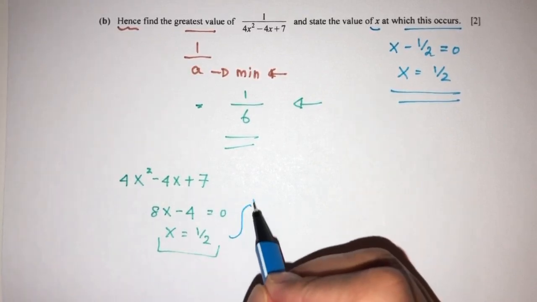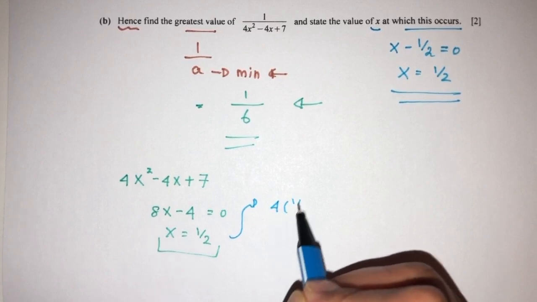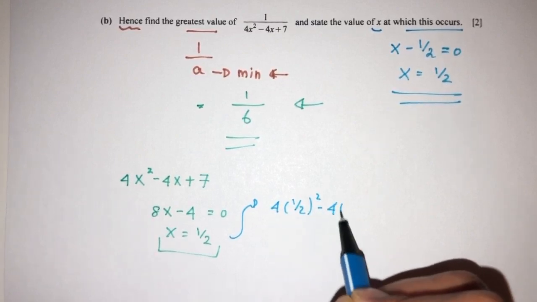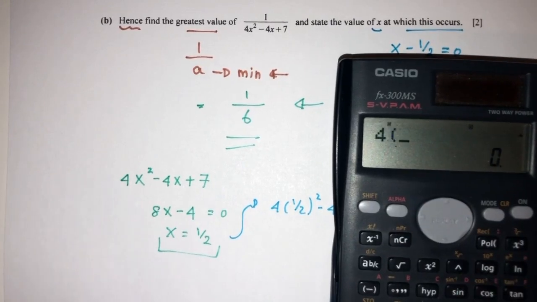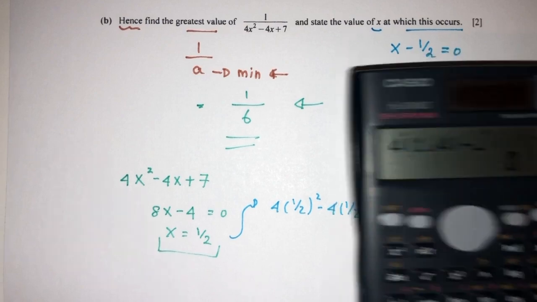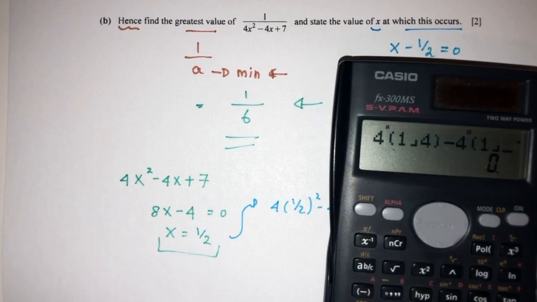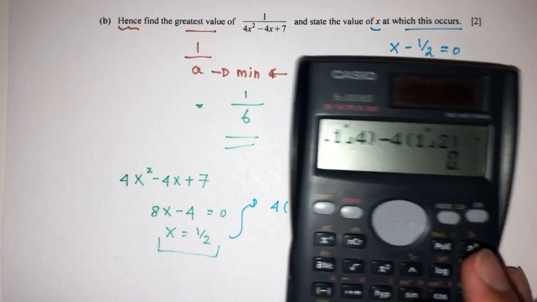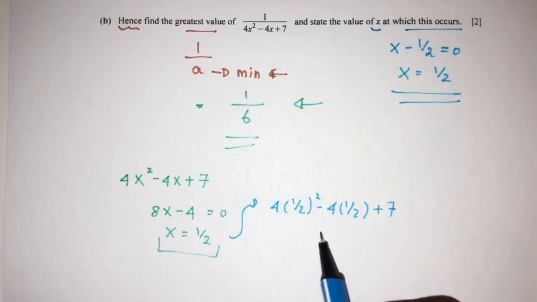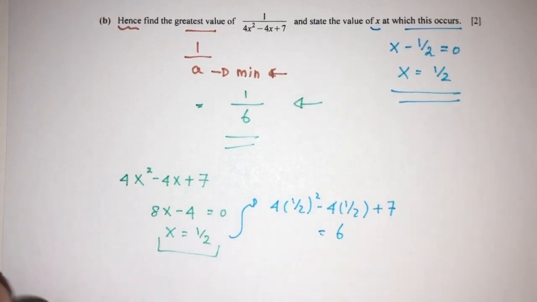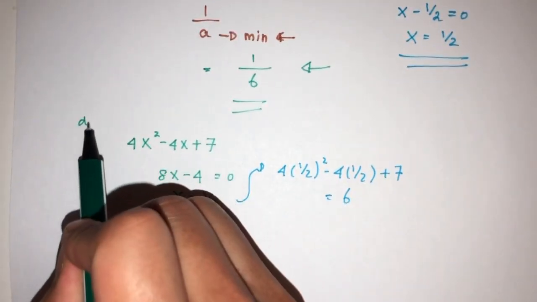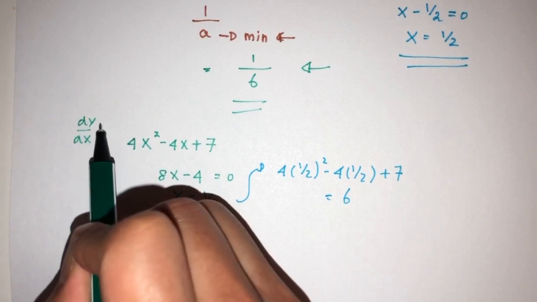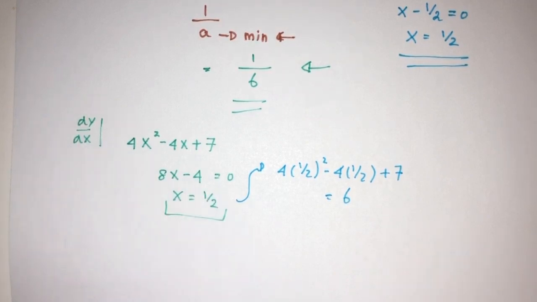So now replace back in your equation: 4 times half squared minus 4 times half plus 7. So 4 times 1 over 4 minus 4 halves, and then plus 7. That will be the value of 6. As you can see, we have used another method, which is dy by dx at the stationary value. Usually that's the method that we use for the max point and the minimum point.